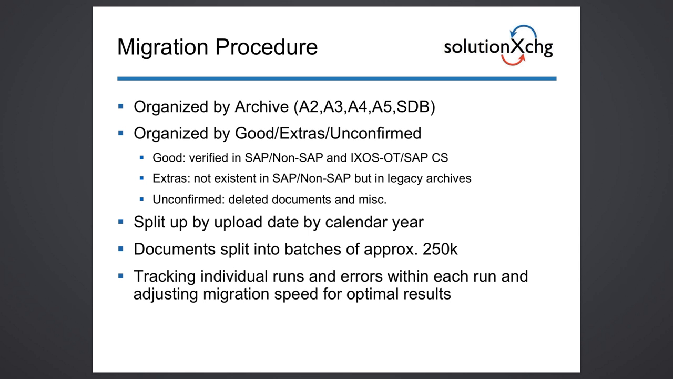We did a good pre-organization into these three classes: the good, the extras, and the unconfirmed. We split up the load by date, by calendar year, and split it up in batches of approximately 250,000, which turned out for this particular configuration to be the sweet spot in terms of speed and time. The system can be scaled quite a bit. We can run multiple of these migration servers in parallel.